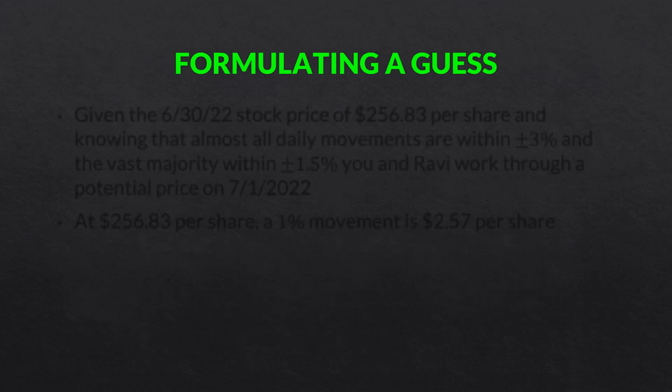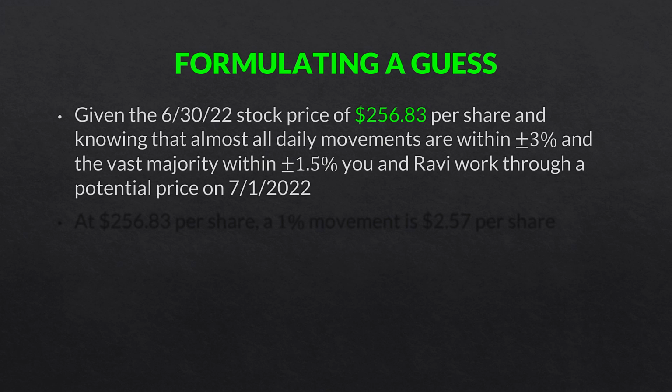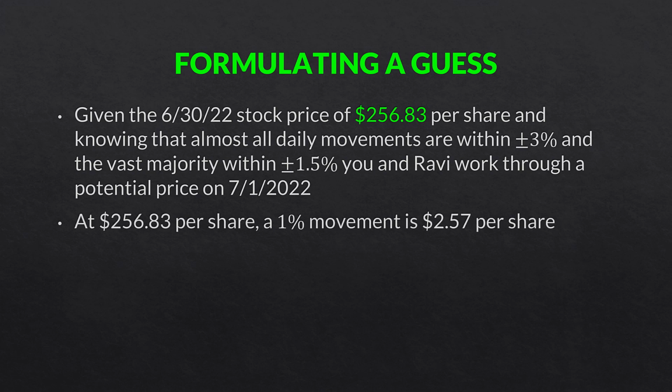So let's formulate a guess. Given the 6/30/22 stock price of $256.83 per share, and knowing that almost all daily movements are within plus or minus 3%, and the vast majority are within plus or minus 1.5%, you and Ravi work through a potential price on Friday, July 1st, 2022. At $256.83 per share, a 1% movement is about $2.57 per share in dollar terms.